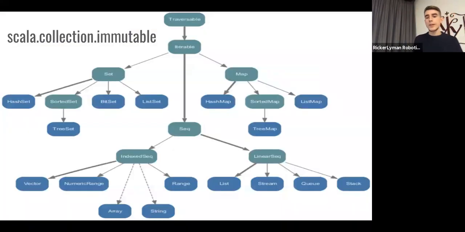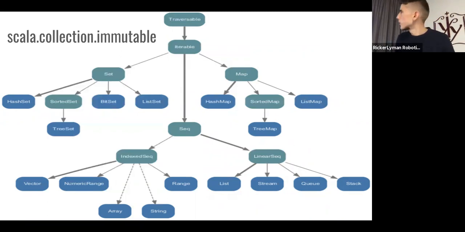Besides this basic hierarchy, there are two different classes of collections in Scala. There are immutable collections and mutable ones. And all of them lie beneath the basic hierarchies that we saw.